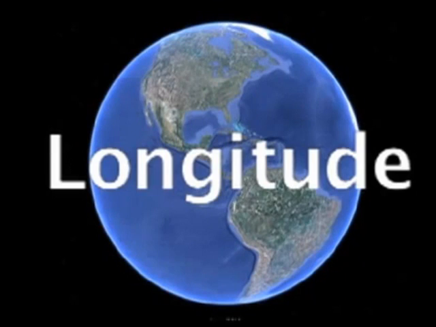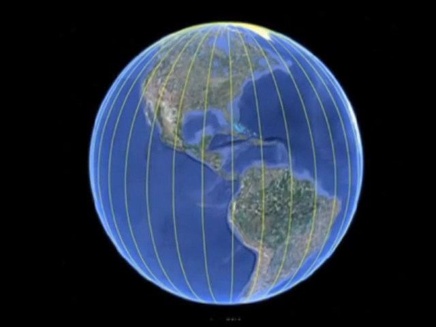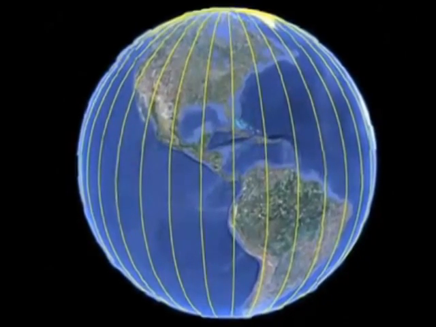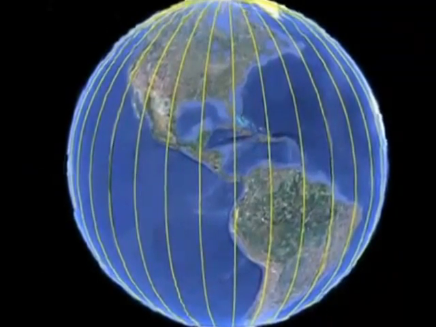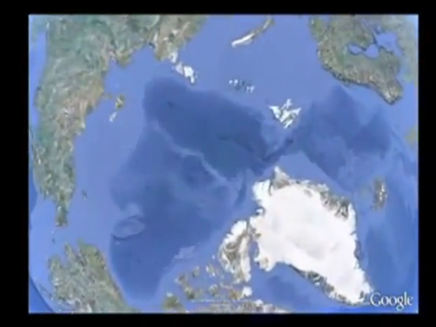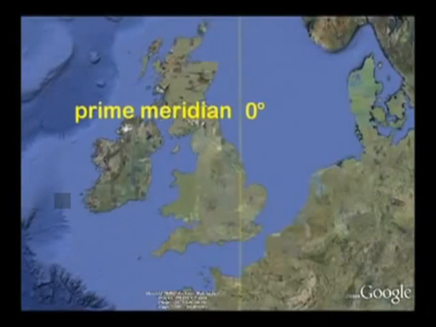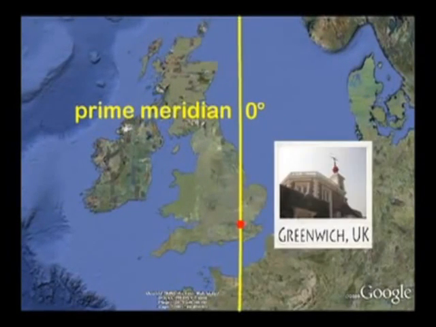Longitudes. The lines running north and south are called the meridians of longitudes. Just like latitudes, the longitudes are measured using degrees, minutes, and seconds. Longitudes are, however, not equidistant from each other. They intersect at the north and south poles. The 0 degrees longitude is called the prime meridian, passing through the Royal Greenwich in England in the United Kingdom.